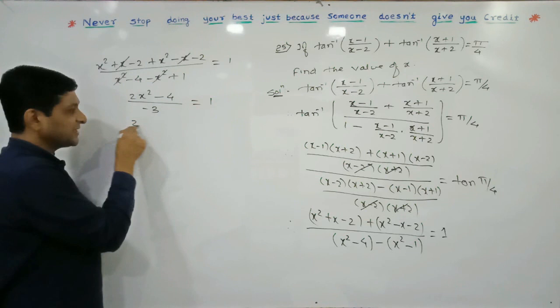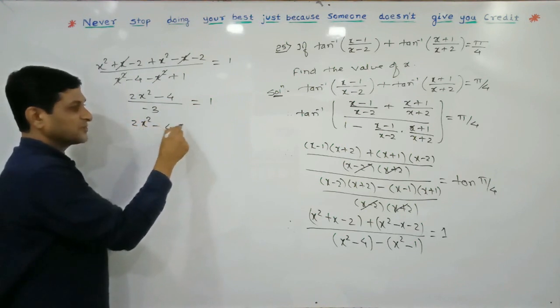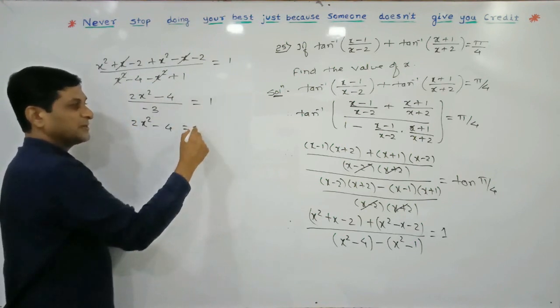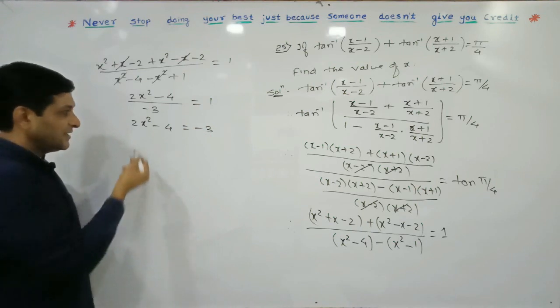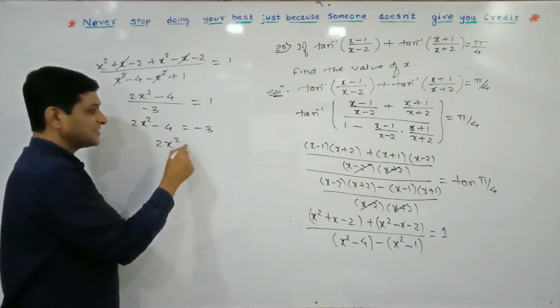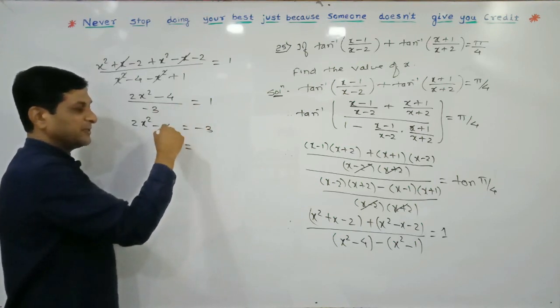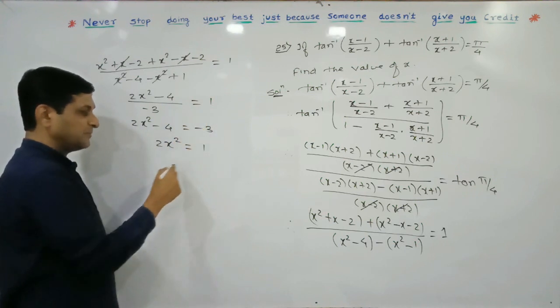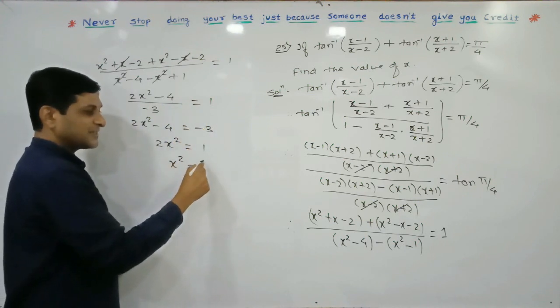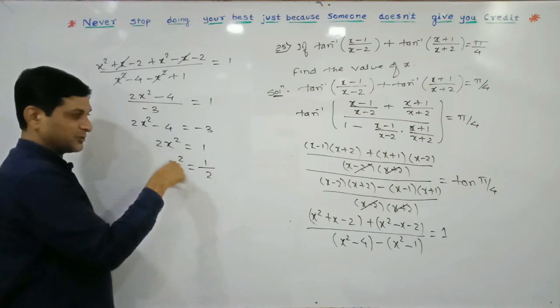So this equation can be written as 2x square minus 4 is equal to minus 3 into 1, which will be equal to minus 3. Now on this side keep 2x square as it is. Minus 4 on this side will become plus 4. 4 minus 3 will be equal to 1. Implies that x square is equal to 1 by 2. Take 2 on this side.